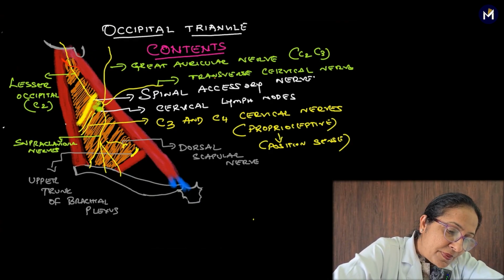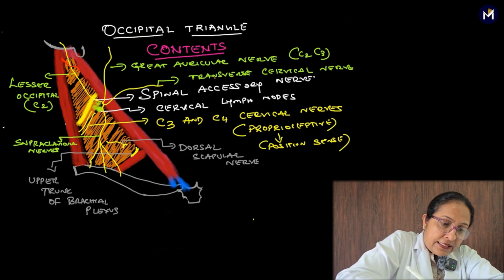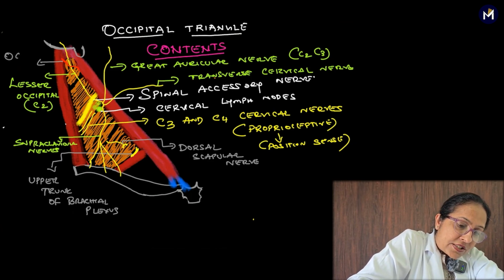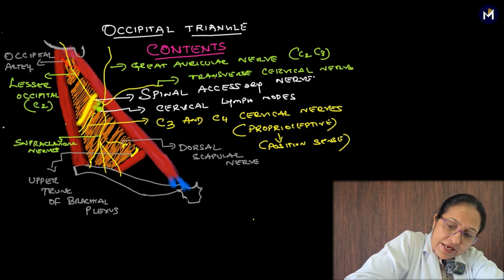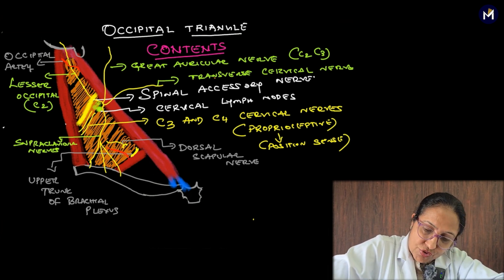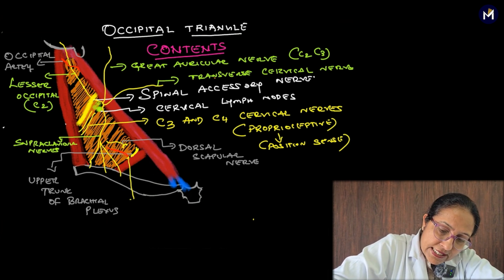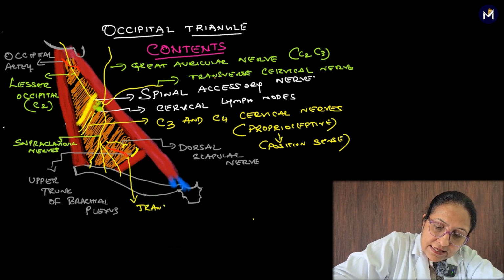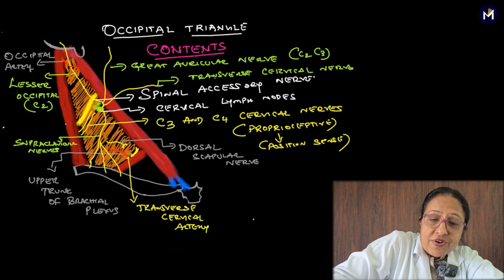One is occipital artery at the level of the apex. So this is occipital artery, and another one is transverse cervical artery. So this part is transverse cervical artery. It's a branch of thyrocervical trunk, which is a branch of subclavian artery.